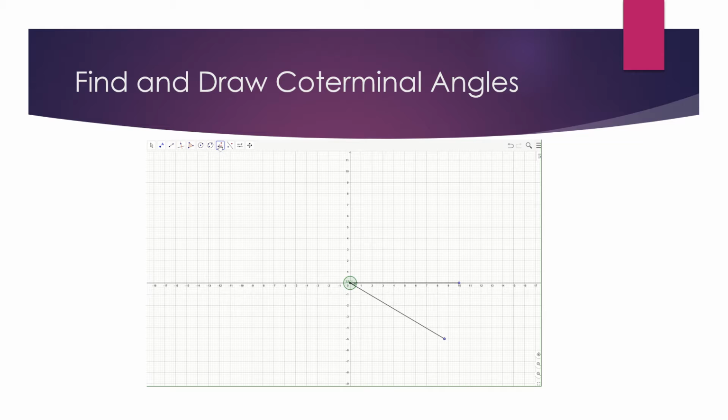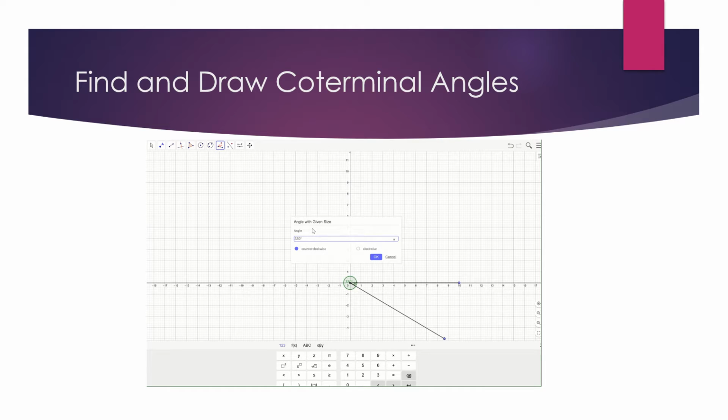Now, what if we go the other way? We're going to go negative. And again, I'm going to go angle with a given size. I've got to hit my leg and my vertex. Let's see what happens now. Let's say now I want to go 390 degrees in a clockwise motion.